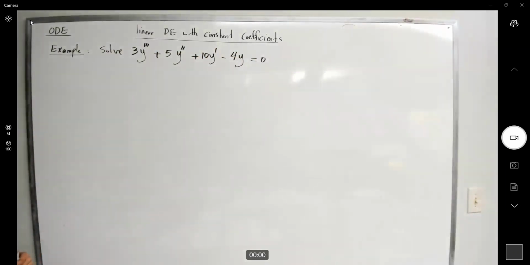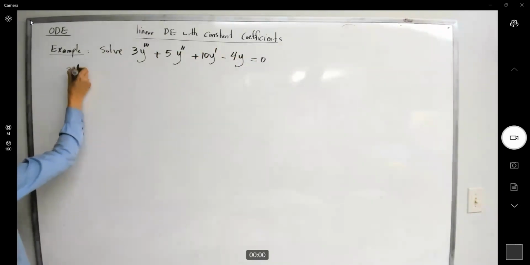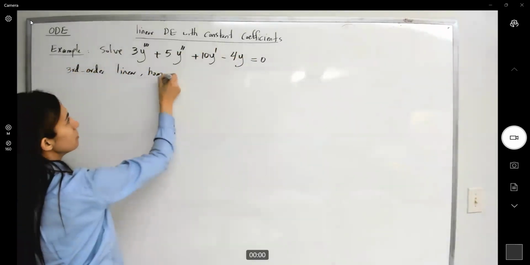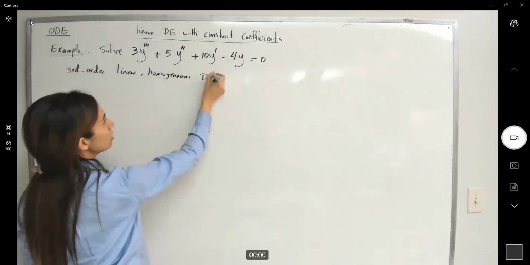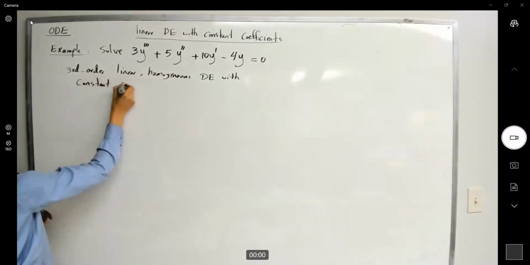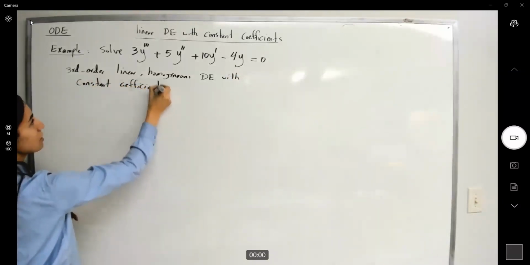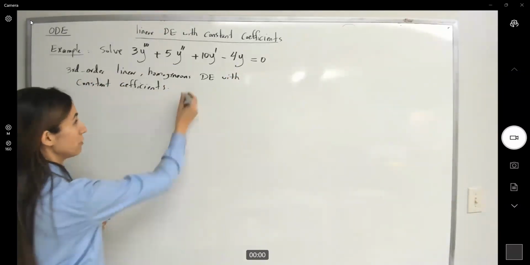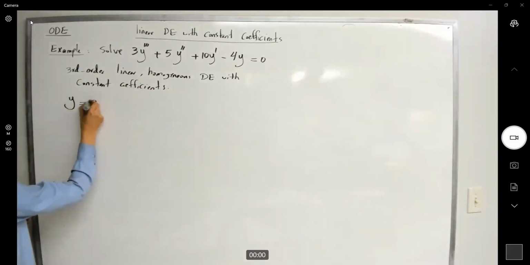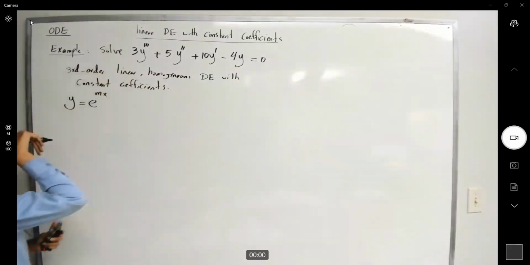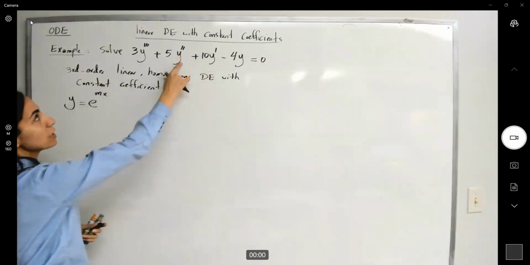As you can see, we have a third order linear homogeneous differential equation with constant coefficients. What would be our first step? Our first step is to check to see if we can apply y equals e to mx, and later on its combination, for a solution for this differential equation. What do we need? We need the first derivative, second derivative, and third derivative.